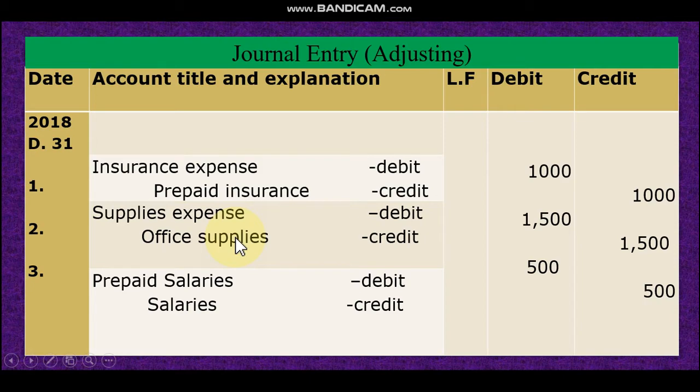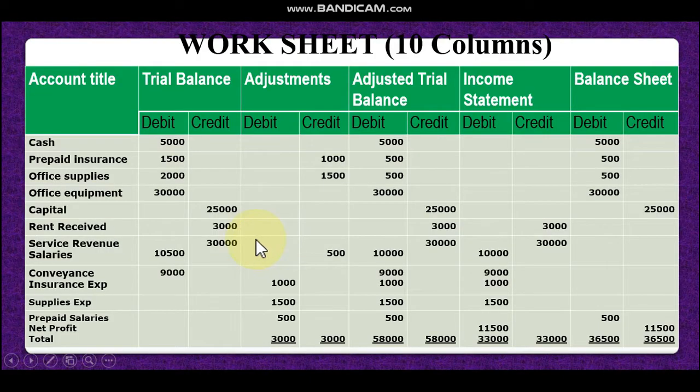Second journal, look at supplies expenses debit, office supplies credit. What is the amount of supplies expenses? Supplies expenses debit 1500. And in the office supplies account we write credit.